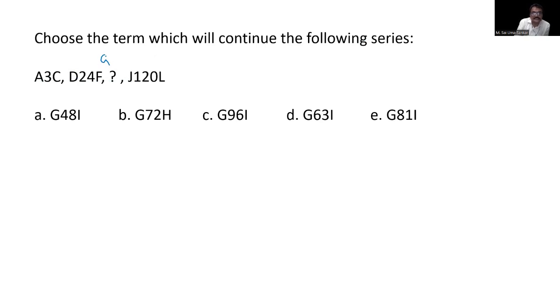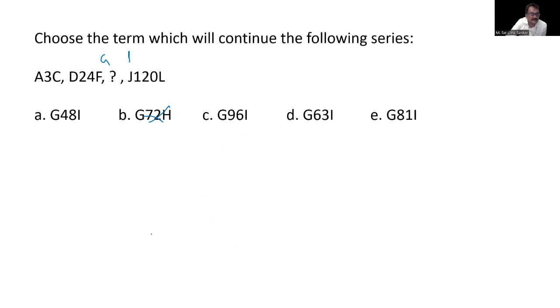Okay. The previous letter of G is F. The previous letter of J is I. So what about GI? Yeah, this is not correct. So remaining 4 options are there. So what should you do?